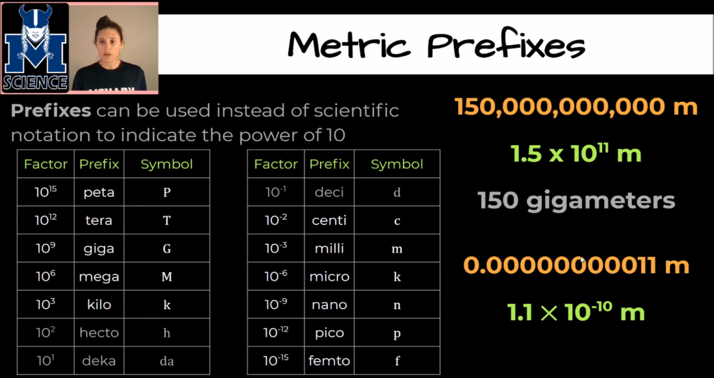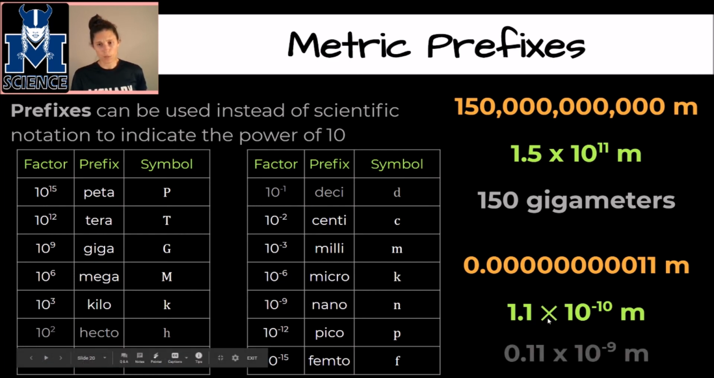Okay, so same thing here. Let's look at this one. We have 1.1 times 10 to the negative 10th. So we're close here to nano. Nano is 10 to the negative 9th. So let's go ahead and move that decimal one place to the left to make this 10 to the negative 9th. Okay, so this is actually getting bigger, right?